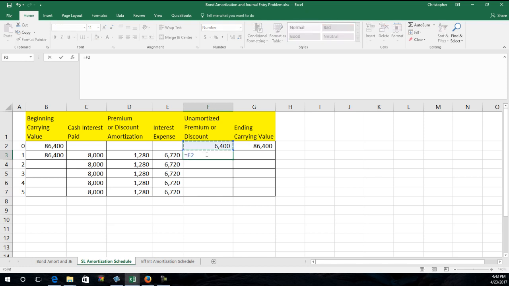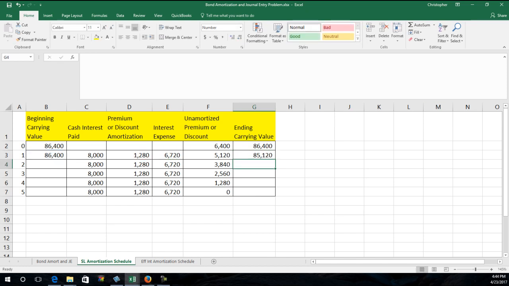Now, every period, we're going to take away the $1,280 that we just amortized that year. So you could actually move that all the way down to the end, and at the very end, you should end up with a 0. Now, again, the numbers were rounded, so it's kind of surprising we didn't have a few dollars left over, but in any case, it would be 0 at that point. Now, the ending carrying value, a couple of ways of looking at this. You could take the beginning value and subtract out the premium or discount amortized, because keep in mind, we eventually need to get down to $80,000, so we have to subtract that amount out.